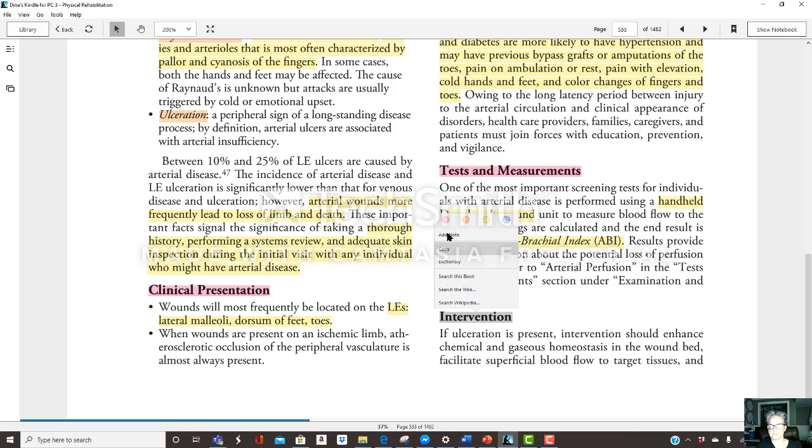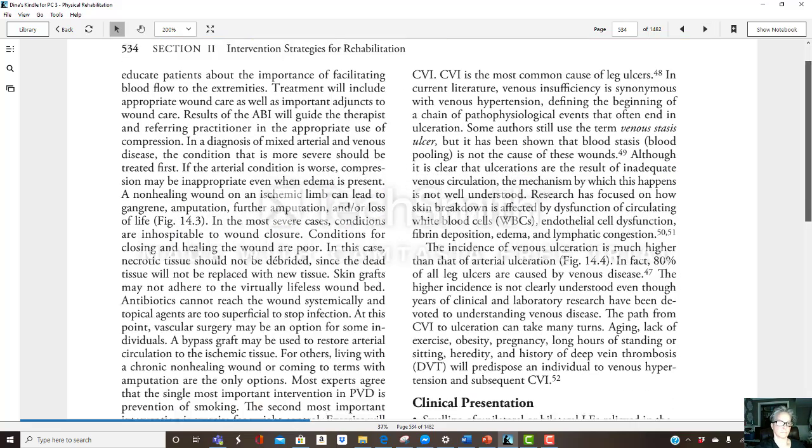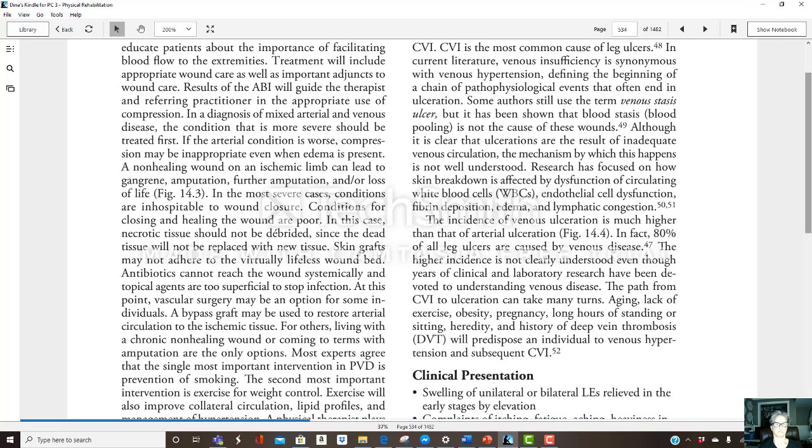Intervention. If ulceration is present, intervention should enhance chemical and gaseous homeostasis in the wound bed, facilitate superficial blood flow to target tissues, and educate patients about the importance of facilitating blood flow to the extremities. Treatment will include appropriate wound care as well as important adjuncts to wound care. Results of the ABI will guide the therapist and referring practitioner in the appropriate use of compression.